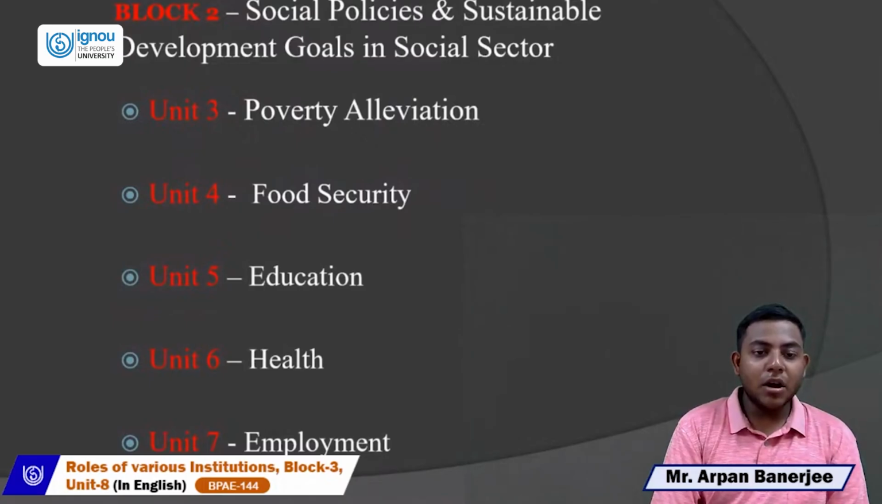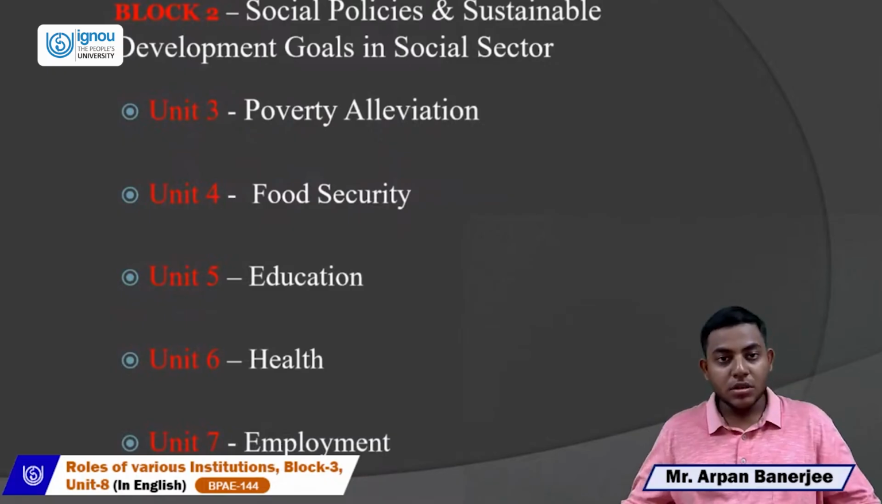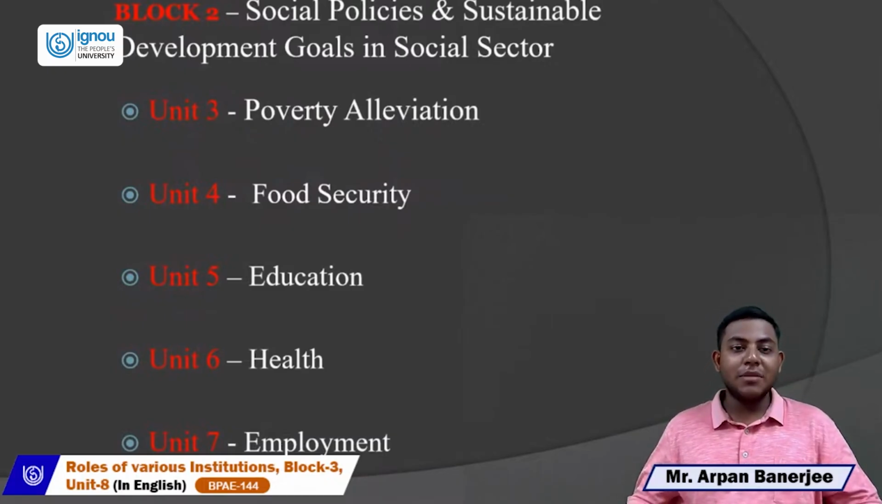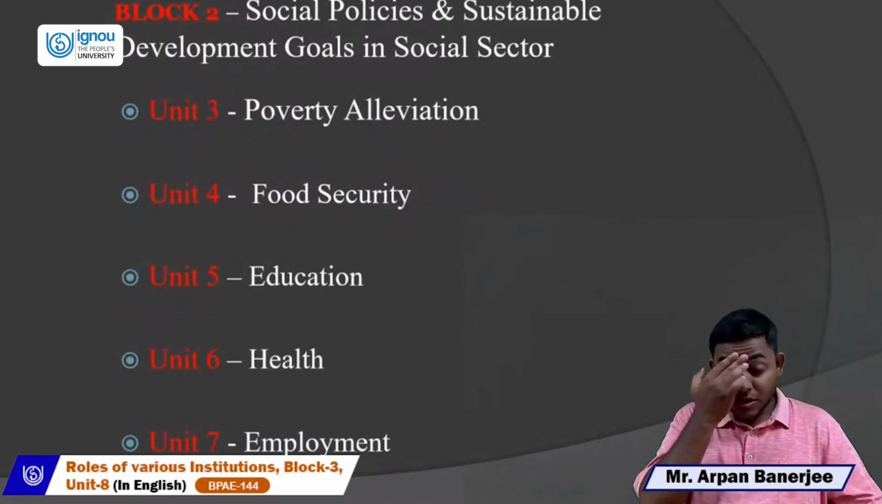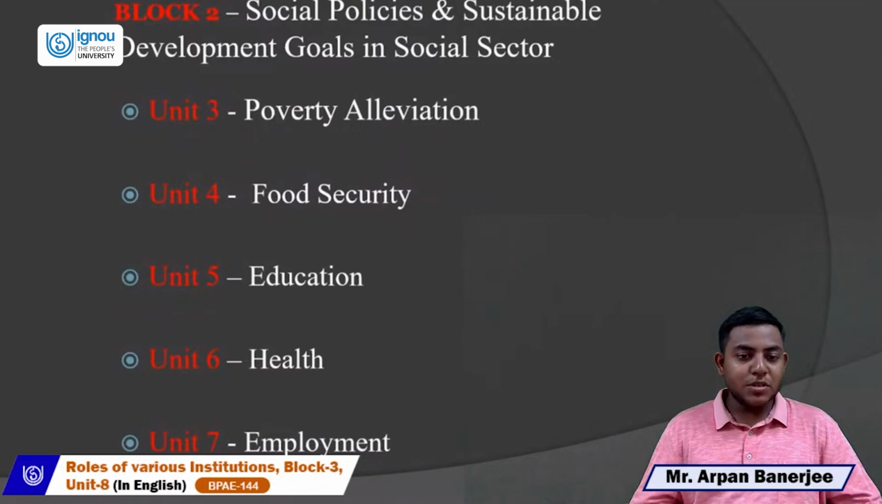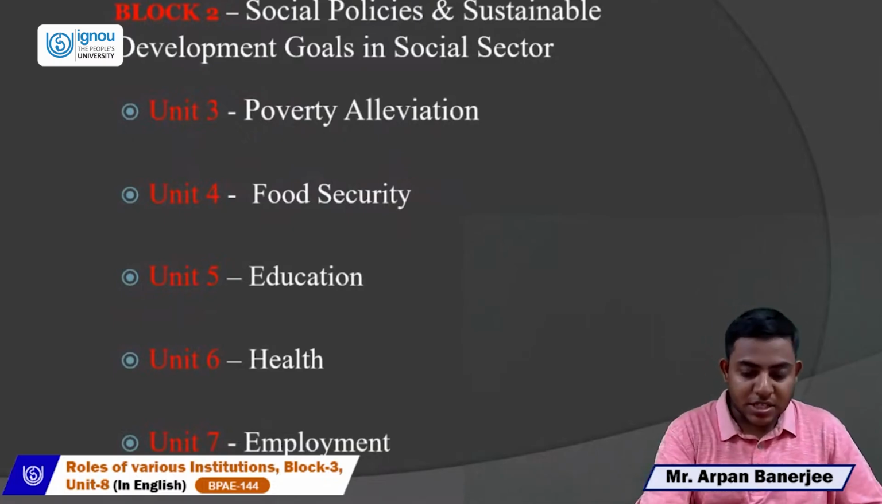Moving on, the second block also we have finished. They were relating to the sustainable development goals. So social policies and sustainable development goals in social sector, that we have already discussed. As part of that, we have discussed 5 units. Unit 3 was pertaining to poverty alleviation. Unit 4 was pertaining to food security. Unit 5 was pertaining to education. Unit 6 was pertaining to health, and Unit 7 was pertaining to employment. We have discussed all these.